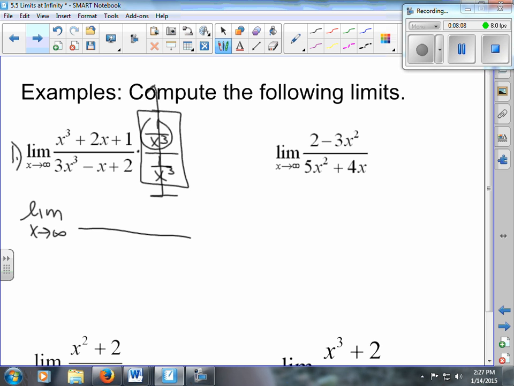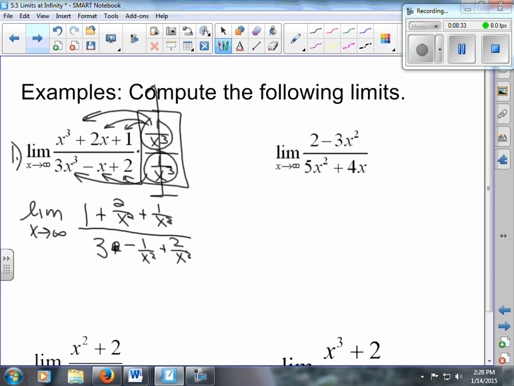When you distribute this 1 over x cubed into the numerator, you're going to get 1 plus 2 over x squared plus 1 over x to the third. And then in the denominator, when you distribute your 1 over x to the third in, we're going to get 3 minus 1 over x squared plus 2 over x cubed. And now I can use that theorem, and I'm just going to do the limit piece by piece. So the theorem, well, this is just the number 1. And so I have the 1 from that limit because there's no x. X is going to infinity, but this is still the number 1.